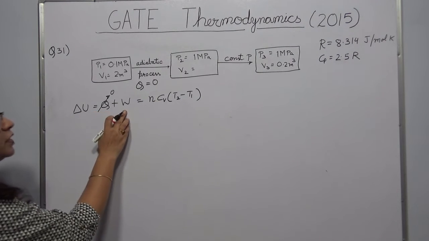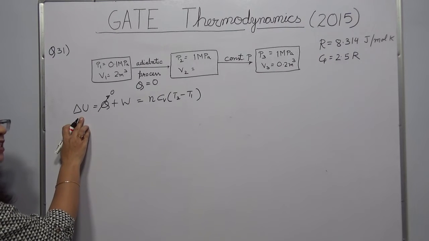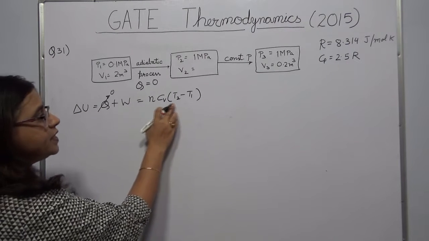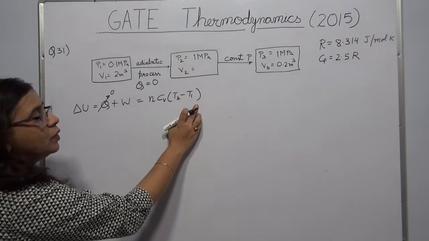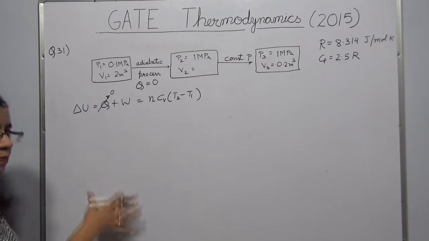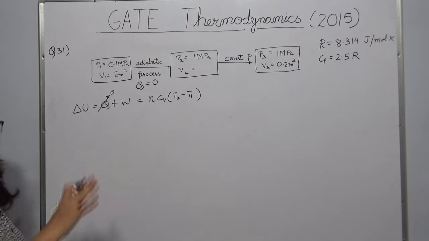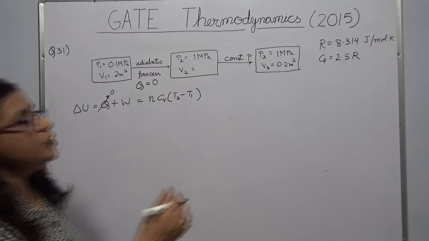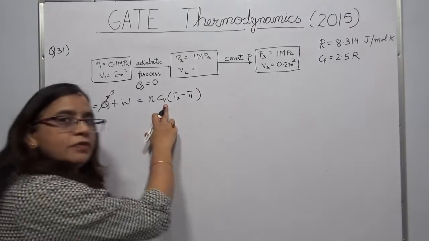Okay. So your work done, that is equal to the change in the internal energy, and that is equal to n Cv (T2 minus T1). Okay. Now let's simplify this equation in order to use it. Fine. So let's say we are not given the value of Cv.